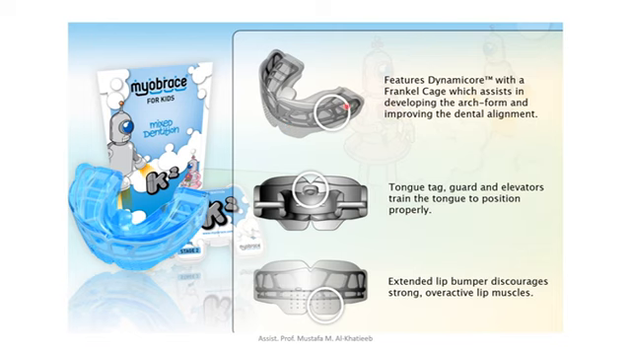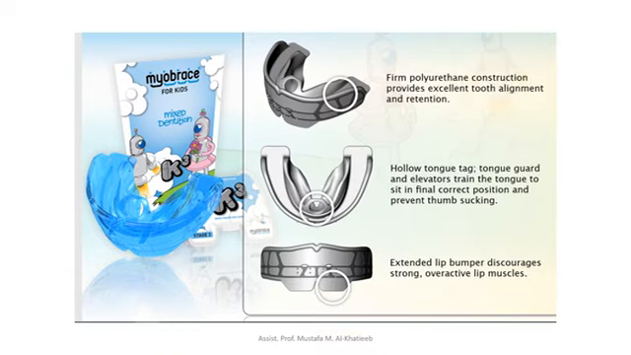So the K2 features a dynamic core. This is the dynamic core or Frankel cage, which assists in developing the arch form and improving the dental alignment. It also has tongue tag guards and elevators to position the tongue properly, and an extended lip bumper to discourage strong overactive lips.